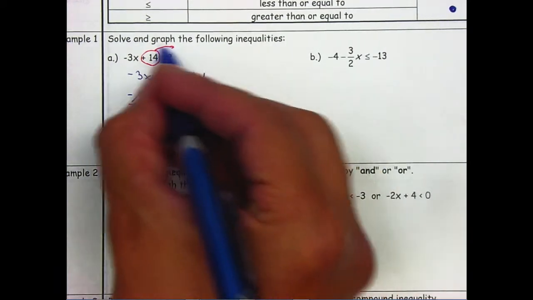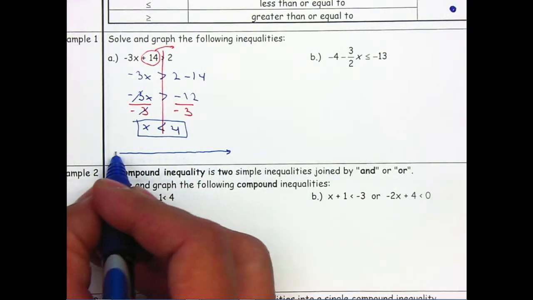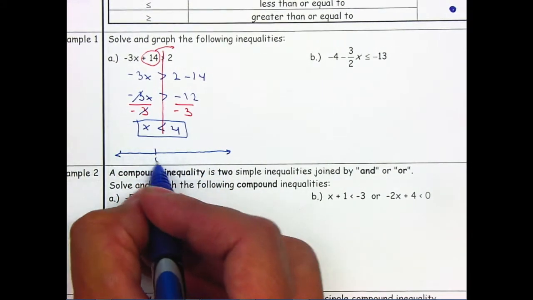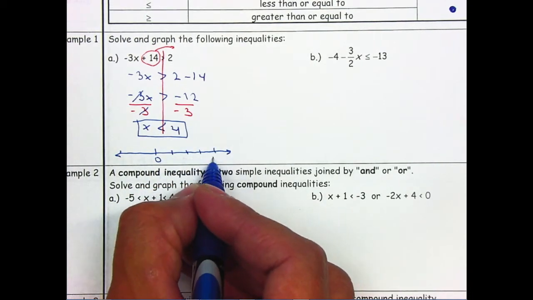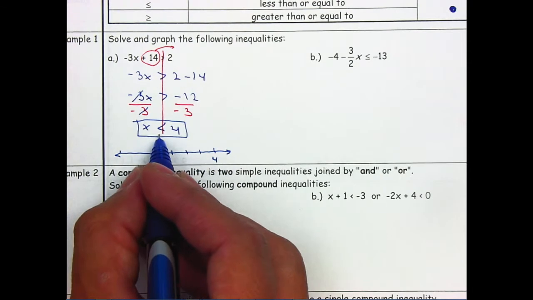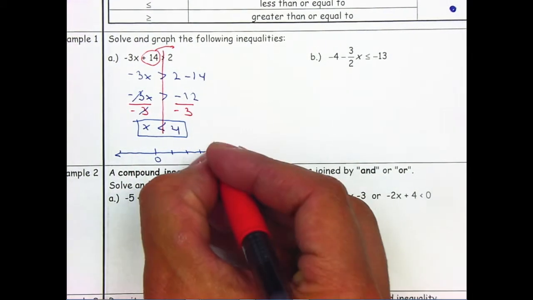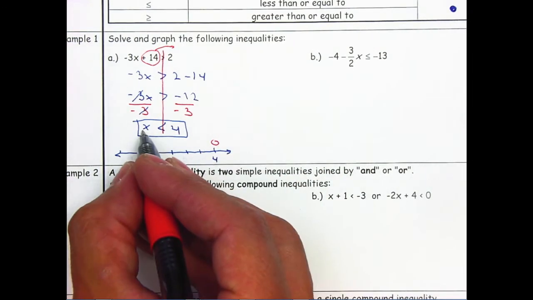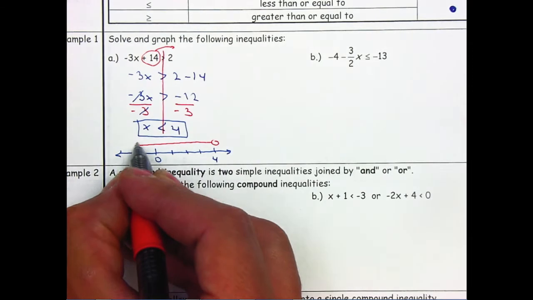Now we also need to graph it. We're going to be making a number line, and this is going to be a quick graph. We know that this is 0, 1, 2, 3, 4. This is less than, so it's going to be an open circle. And we're looking for the numbers less than 4. The numbers less than 4 are to the left.